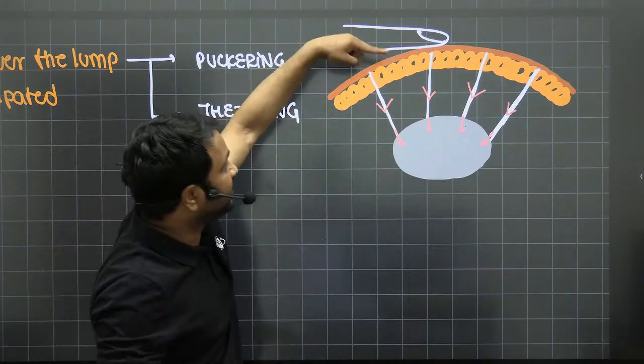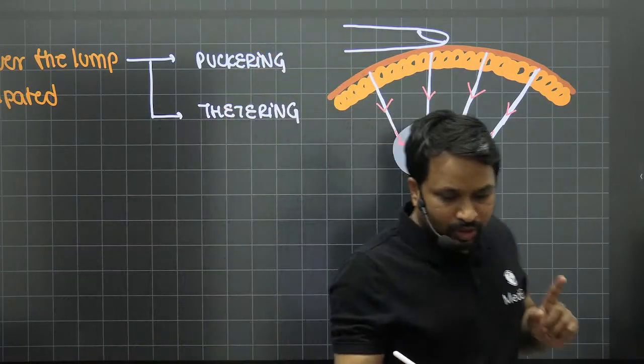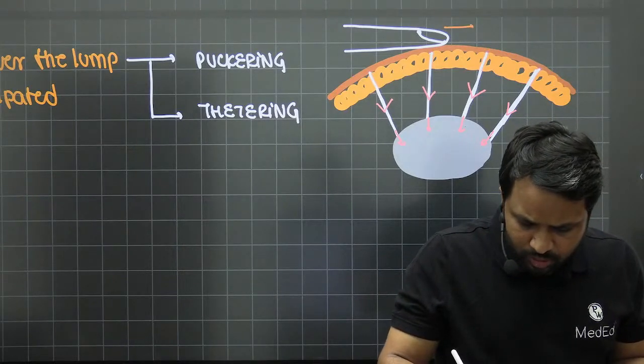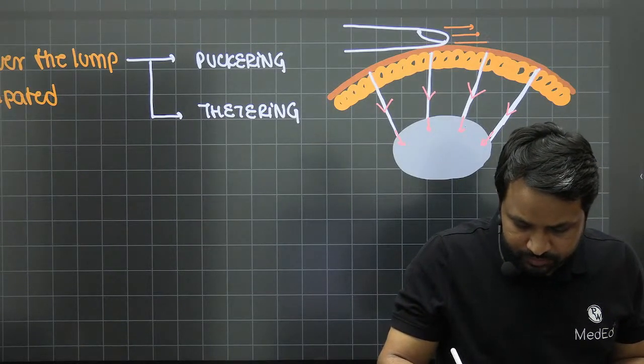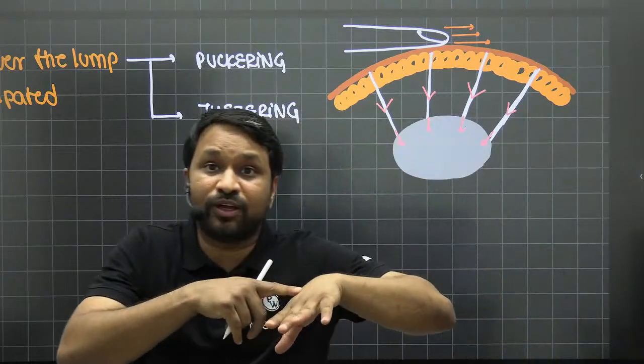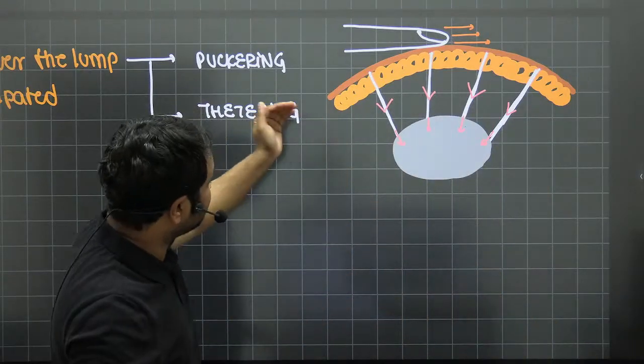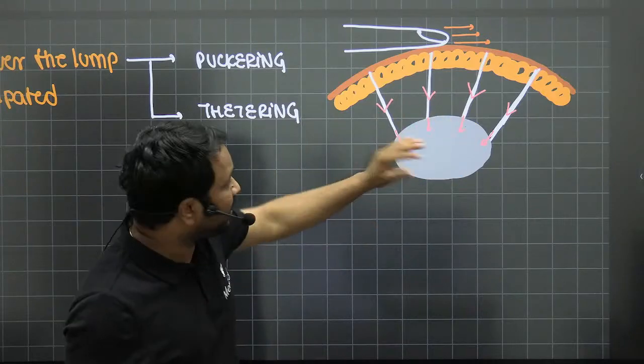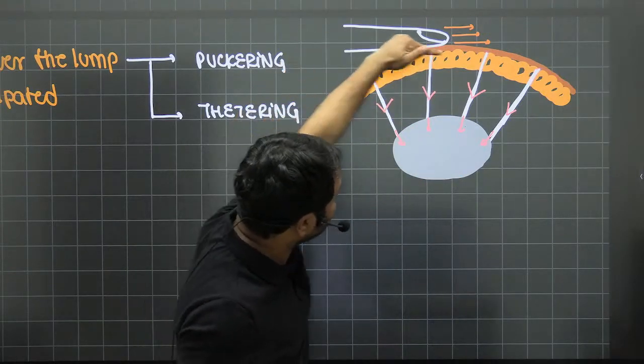You're able to feel the lump. Now what you have to do is simply push your finger, right? You're trying to roll your finger over the skin where the lump is present. There's a lump, the skin is on top of it, and you're trying to push the skin.